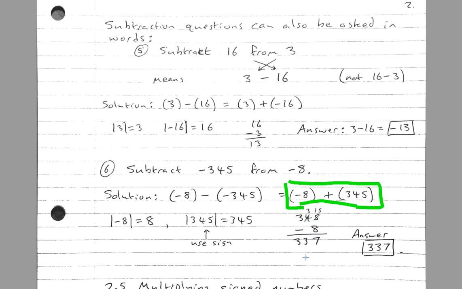If you do that, that's, did I do this right? 337. And the number with the bigger absolute value is positive, so the answer is positive 337. All right, so I hope that made sense. It's definitely confusing, things like subtracting negative numbers, but just remember, if you're subtracting a negative number, you're really just adding a positive number.